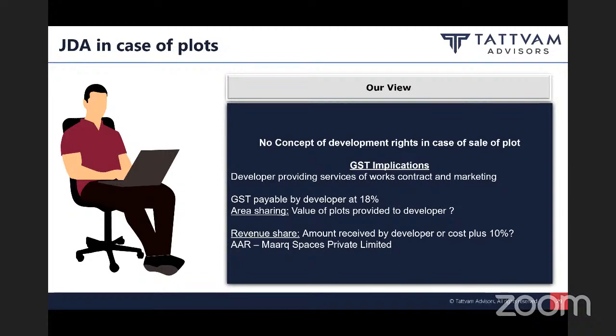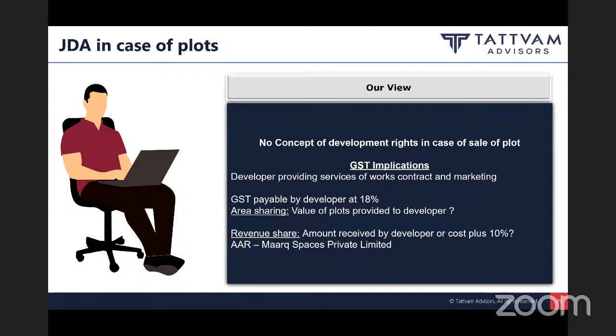See, in case of plots, he is not developing any building and owning a superstructure. What he is doing is just building and constructing a common area, which is ultimately handed over to the authorities after 5 years. So he is not developing and owning a superstructure, unlike in case of high rise. What we discussed earlier, what is development right? Development right is a right to construct on the superstructure and sell that superstructure in the market.